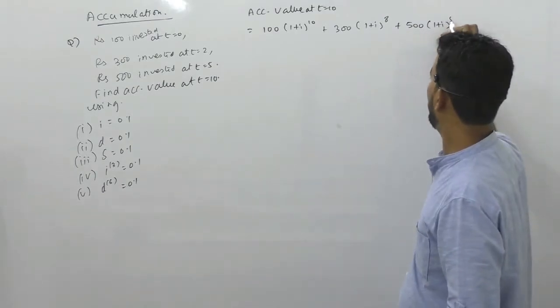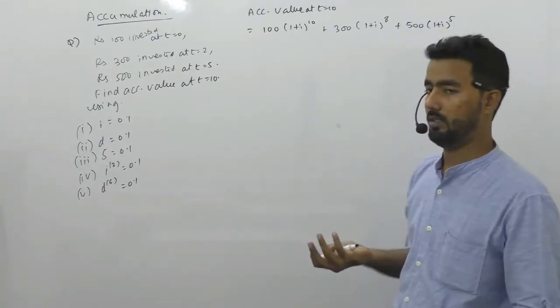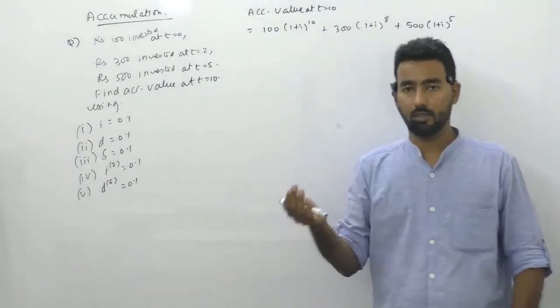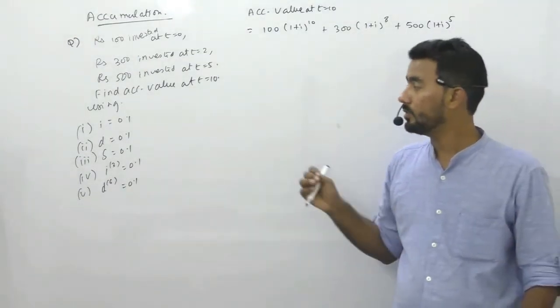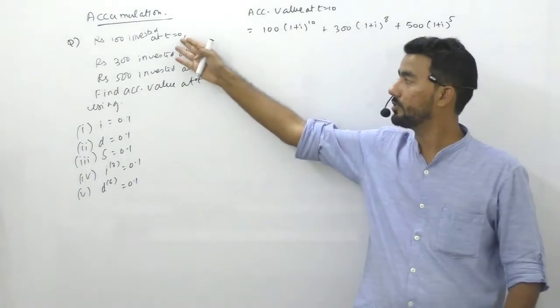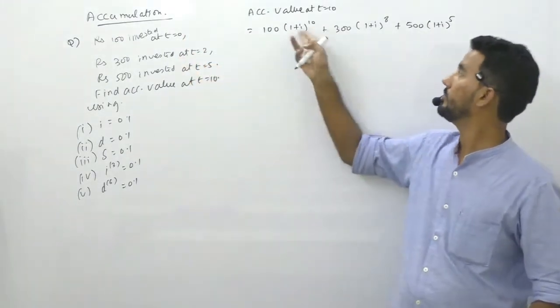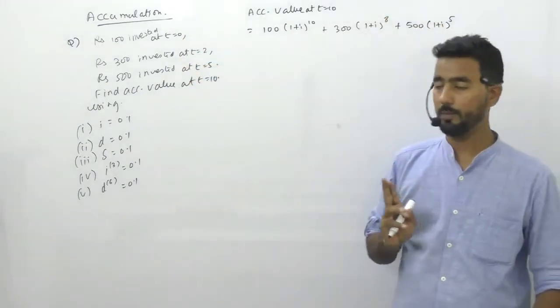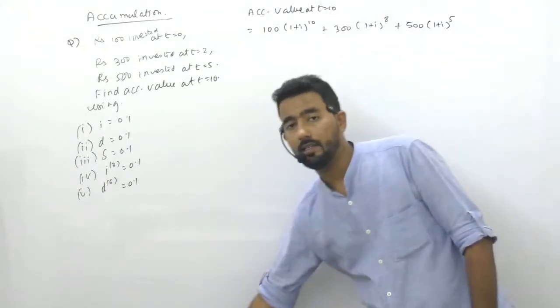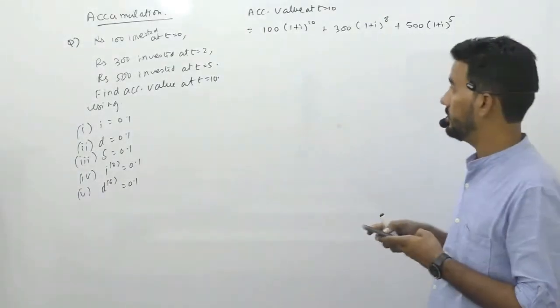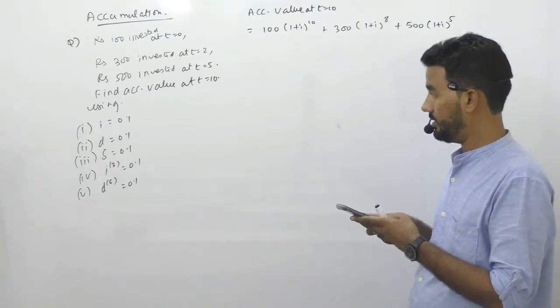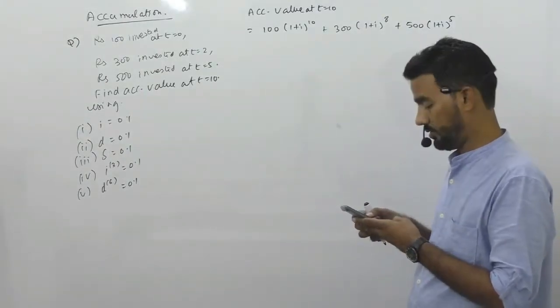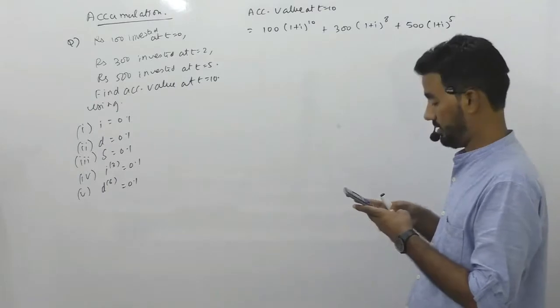So from the point where it is invested till the point where it is redeemed or the disinvestment happens. So the first investment earns interest for 10 years, the second for 8 years, and the third for 5 years. So 500 into 1 plus i raised to 5, accumulated accordingly. We just use the calculator and get the answers. So let me see what the answer is, and you solve it yourself and see what the answer is, and cross check with my answer.